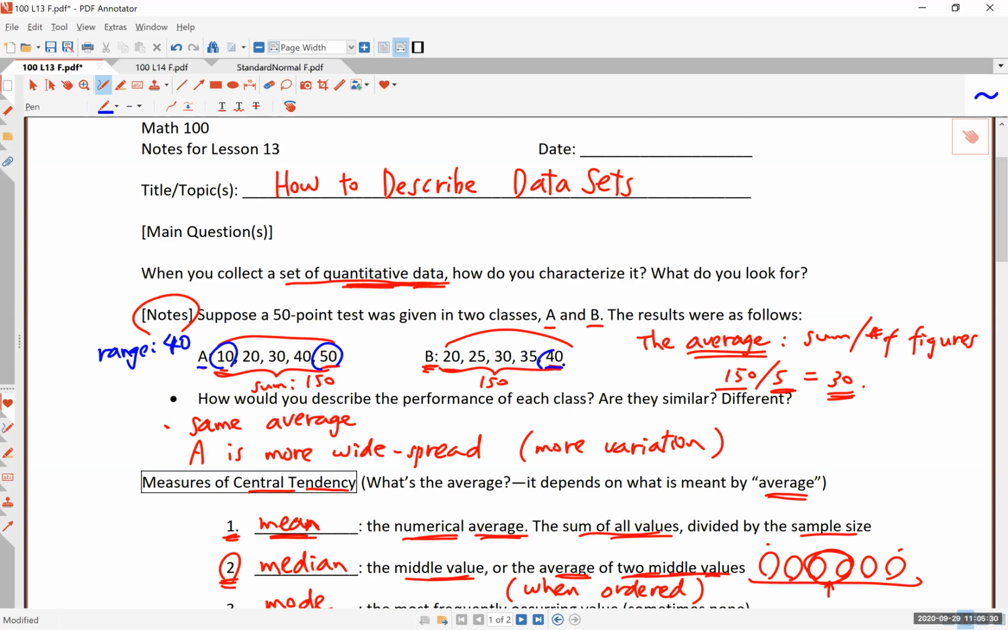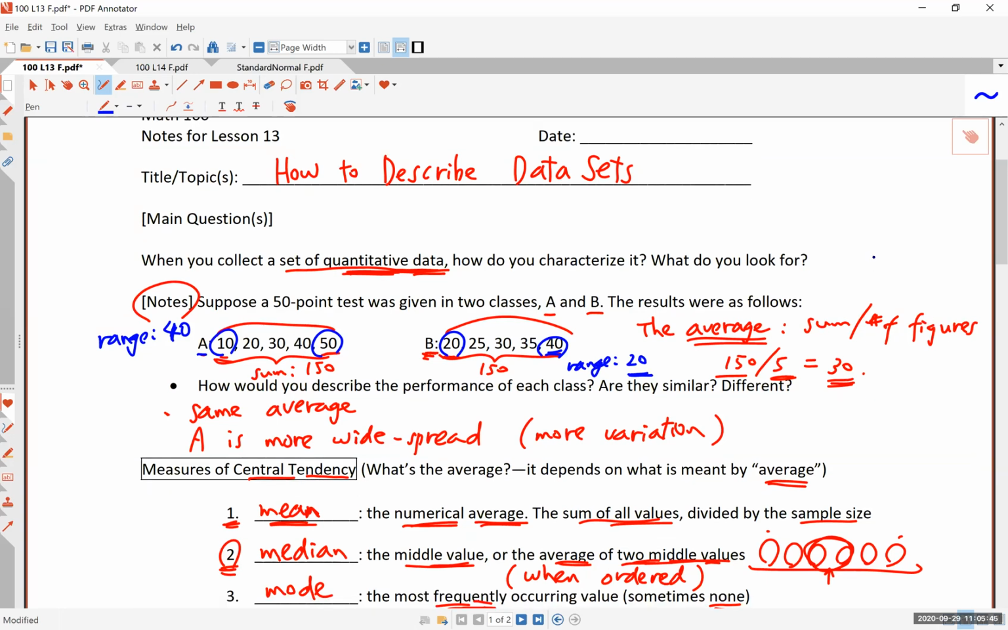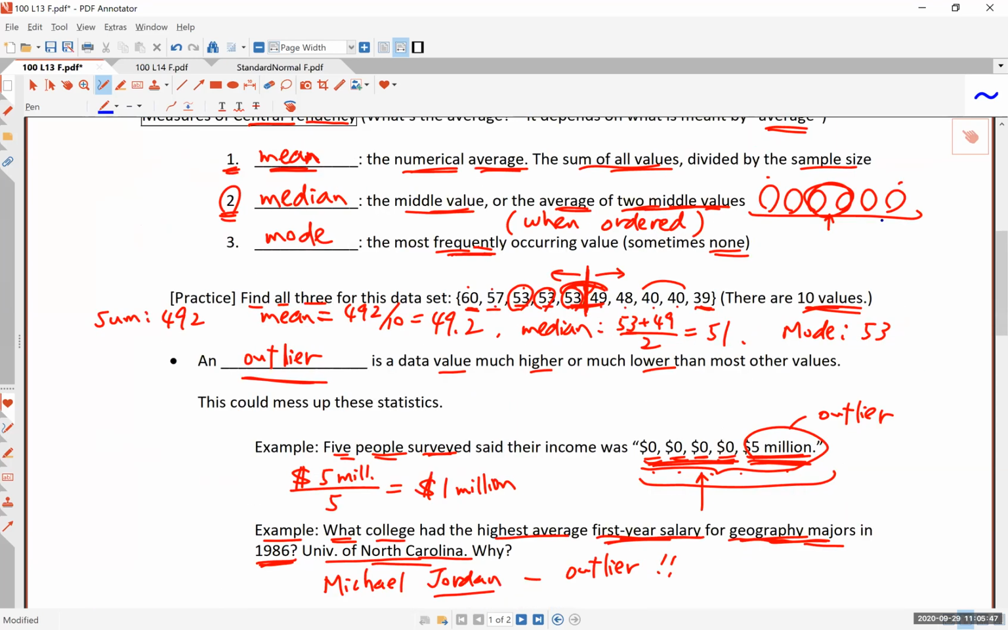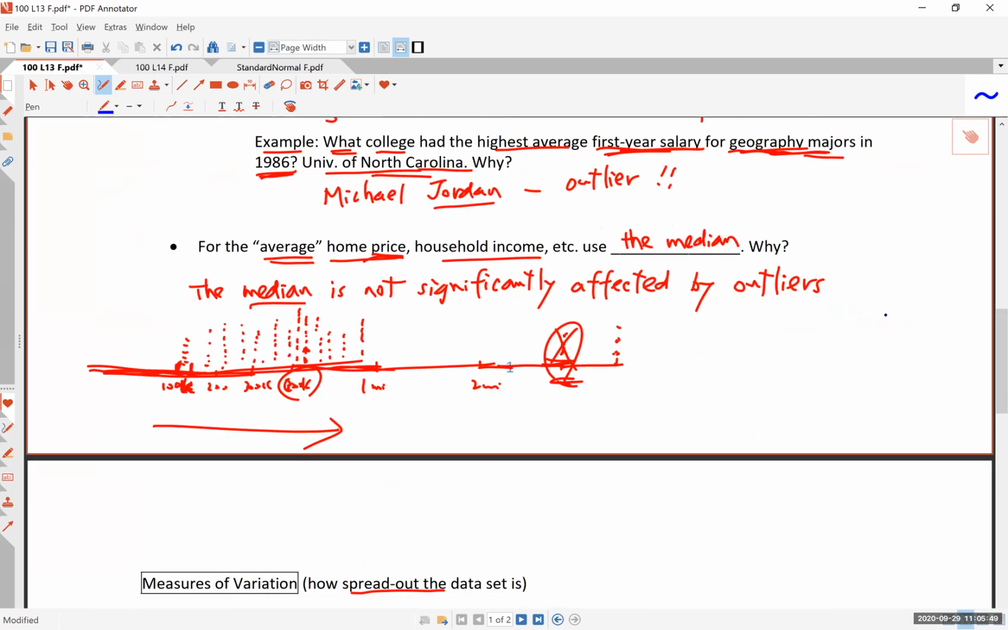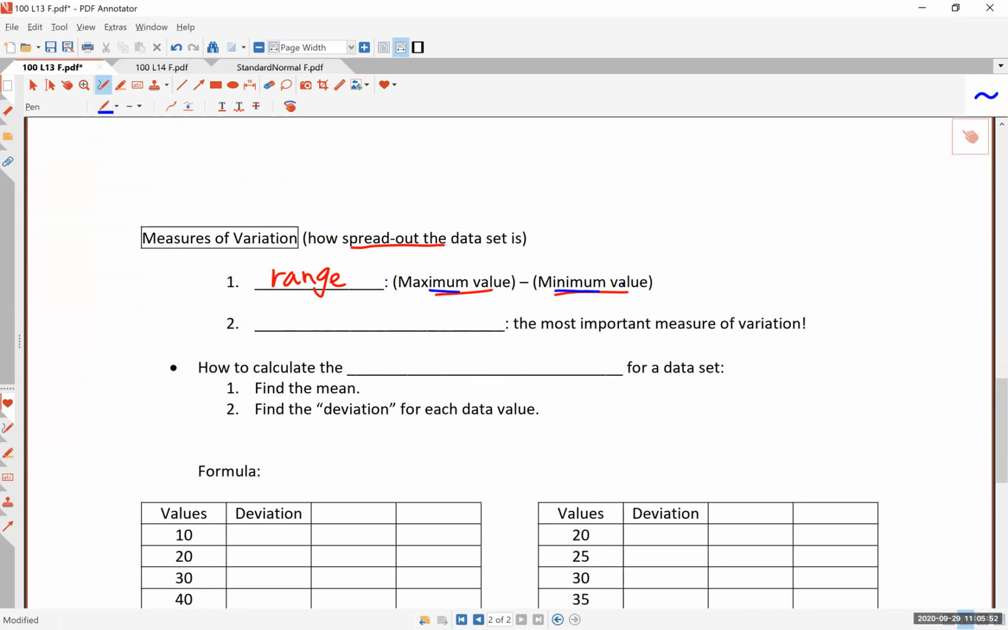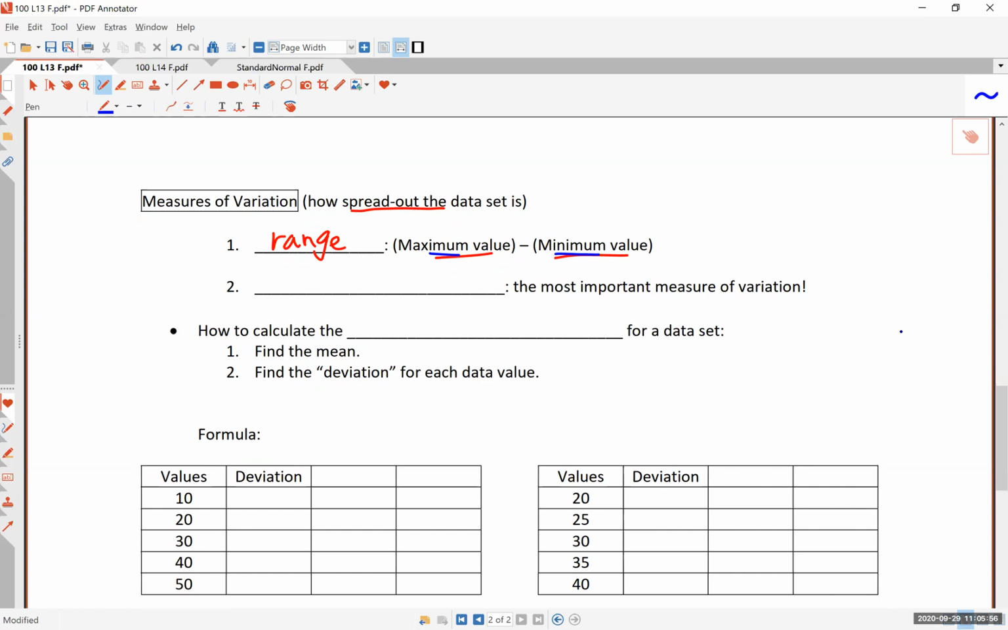Over here, it's 40 and 20, right? Highest was 40 and lowest was 20. So you can say the range here is 20. And it's clear that the smaller the range is, the less spread out the values are, okay? So if you take the maximum minus the minimum, that range does tell you something about how spread out the data set is. So it's an okay measure of variation.